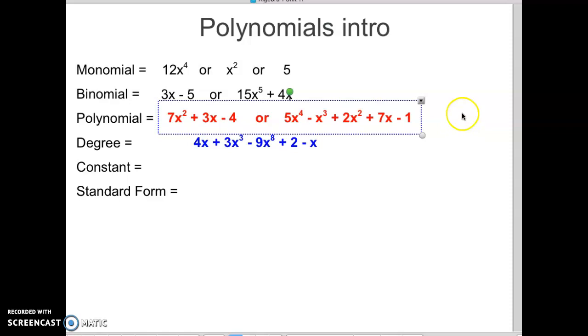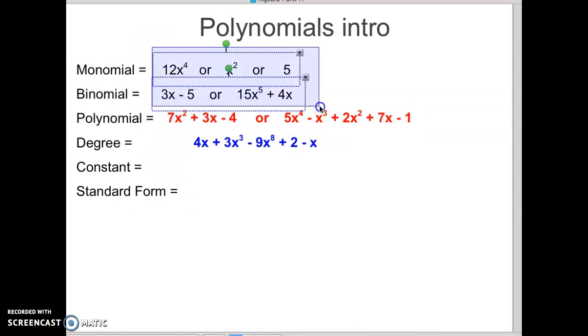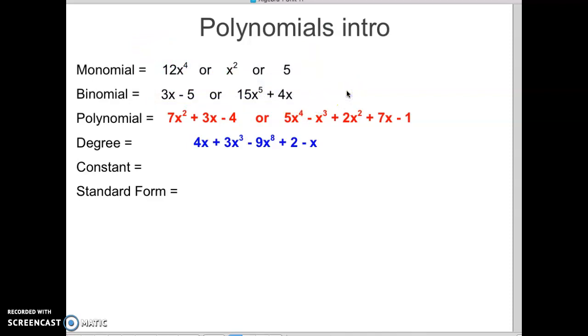Polynomials are the grouping of these that have these powers to them and then go in a nice order like this. Now, these are in standard form, meaning the highest power comes first, followed by the next highest power, so on and so forth, with a number at the end. I'm going to get to what that number is called in a moment. This is in standard form, highest power to lowest power. In fact, everything up here has been put in standard form for you.